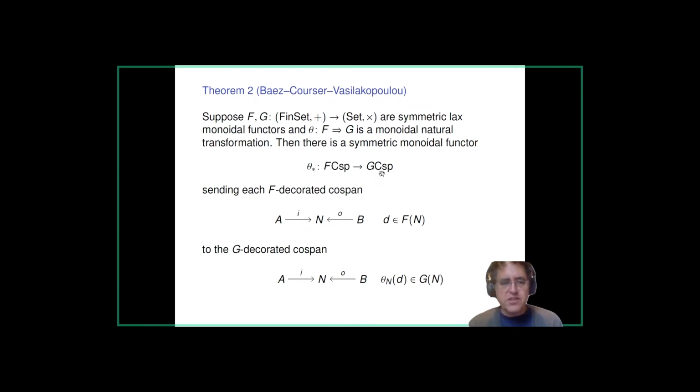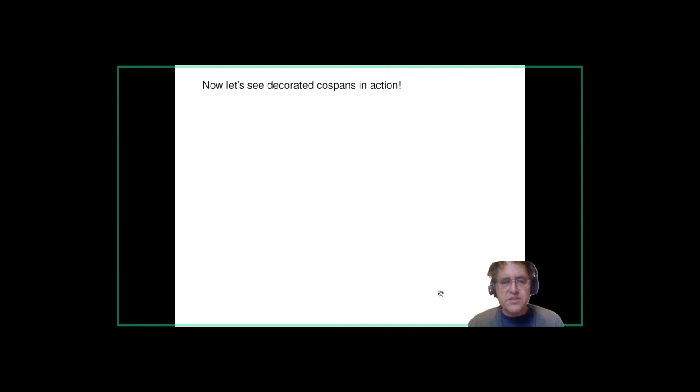So if you're into category theory, you know that the right kind of thing that goes between two functors is called a natural transformation. And so here, what I'm saying basically is that we have the right kind of natural transformation between my F and your G. Then we can use it to map any one of my decorated cospans where the decorations are chosen from my set F of n over to one of your decorated cospans where your decorations are chosen from some other set G of n. So the idea is that this allows us to relate different kinds of decorated cospan categories. And now I'm going to actually show you how we use this.